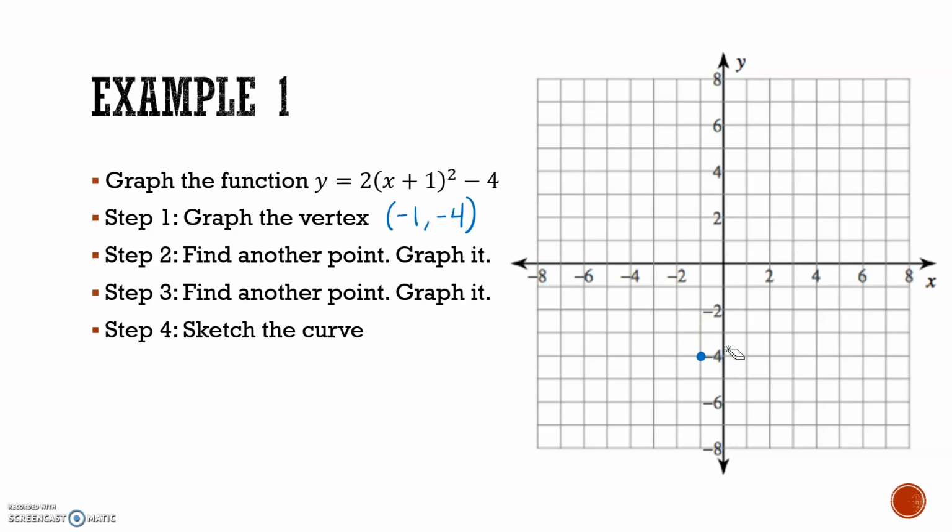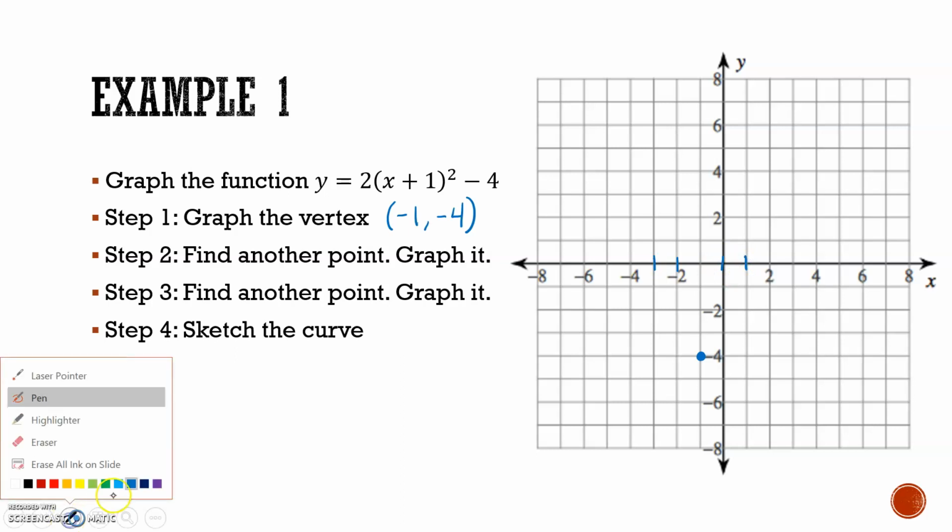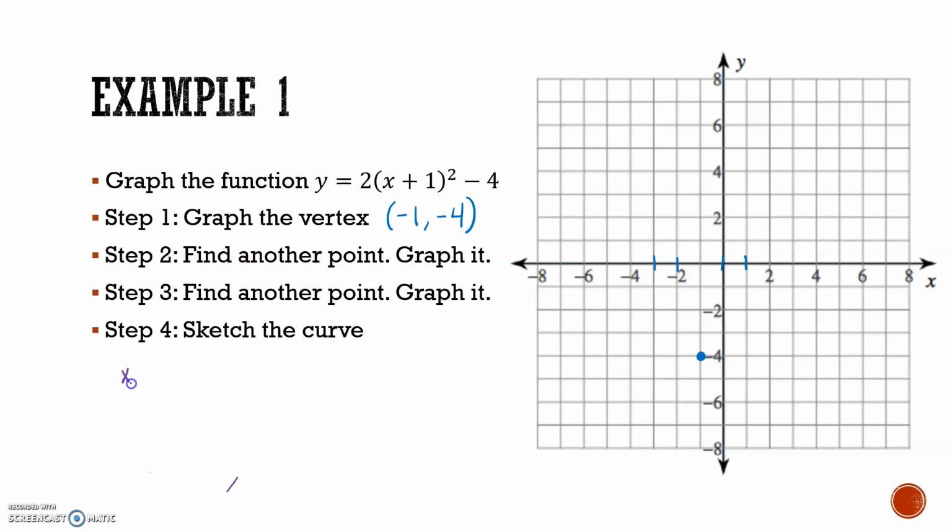So I'm going to pick 2 points. I usually just pick 2 points to the left or 2 points to the right. So I could plug in -2 and -3, or I could plug in 0 and 1. I'm going to pick 0 and 1 just because I think those seem a little bit easier. So I'm going to plug in x equals 0, and that's going to give me y equals 2 times (0 plus 1) squared, minus 4, not plus 4. All right, so this would give me y equals 2 times 1 squared, so just 2 minus 4, and y would equal -2.